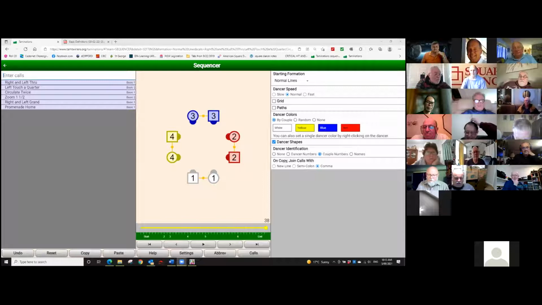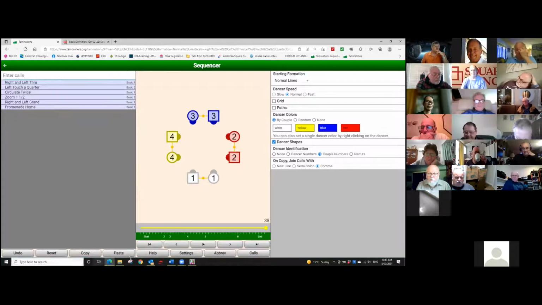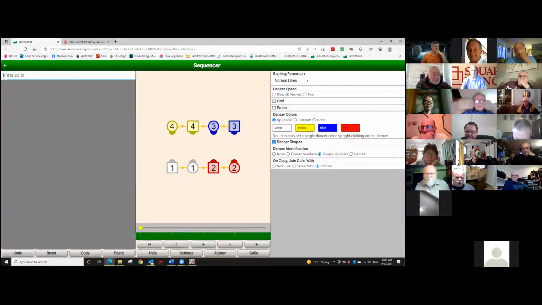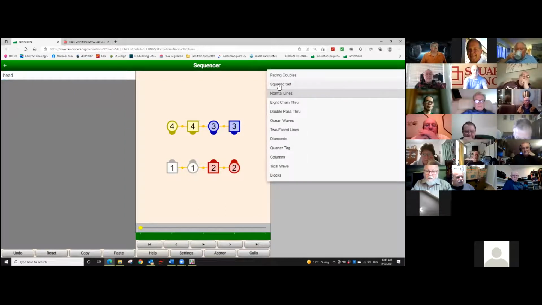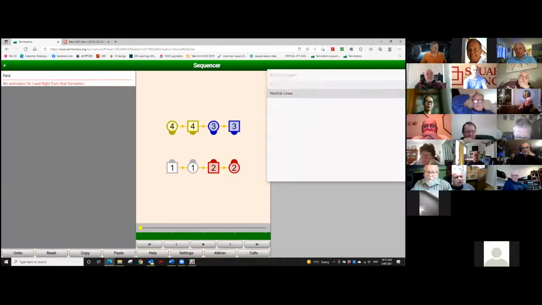Peel off from the columns has the same feel as the zoom from the column. Oops, sorry. And you can take Jeff's idea and you can go. Let's do. Okay, so heads. Let's get a static square here first. So heads, lead right. Oh, I'm not in the static square, that's why.